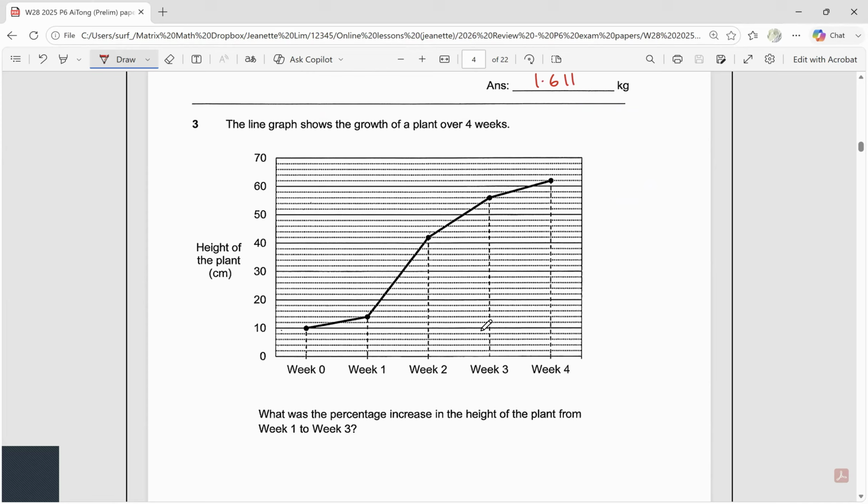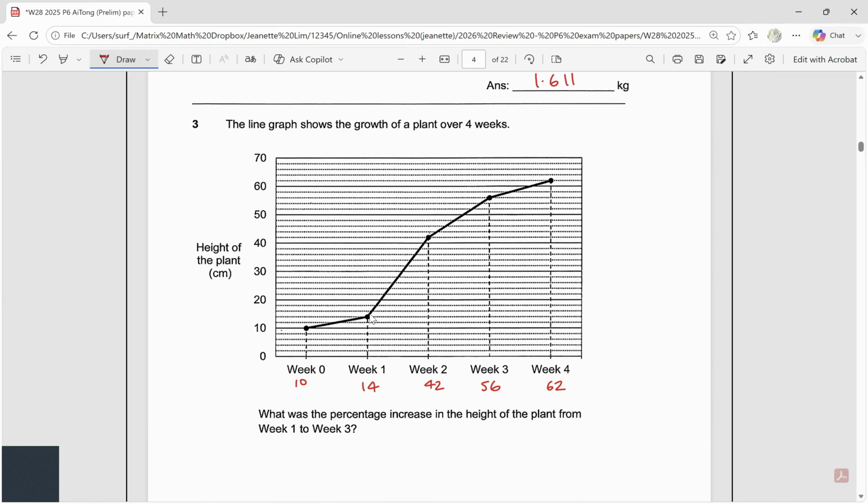Question 3. Line graph shows the growth of a plant over 4 weeks. So starting with week 0, and then you have week 1, 2, 3, 4. What's the percentage increase in the height of the plant from week 1 to 3? So let's put in all the numbers first. Week 0 is 10. So 0 to 10, count the intervals. There are actually 5 intervals. So every interval represents a 2. Every time you go up by a line, it's 2 cm. So week 1 would be 14, week 2, 42, week 3, 56, and then week 4, 62.